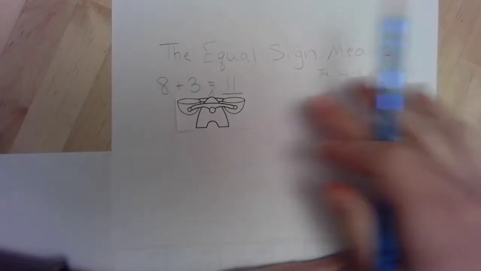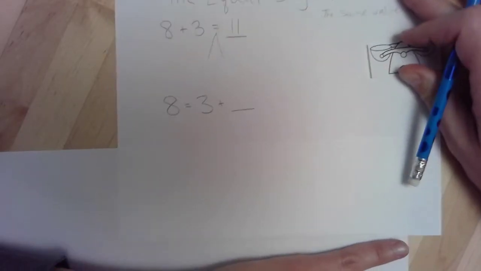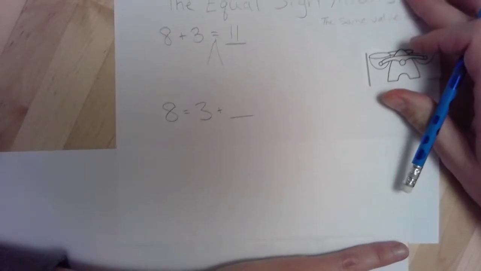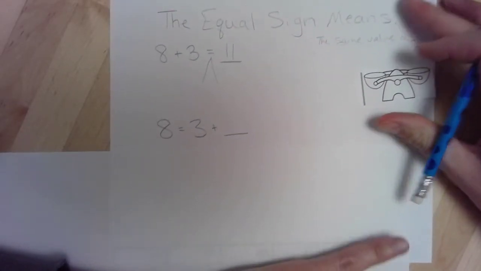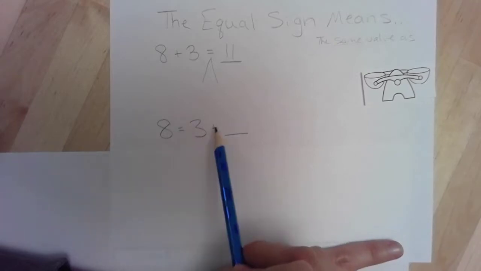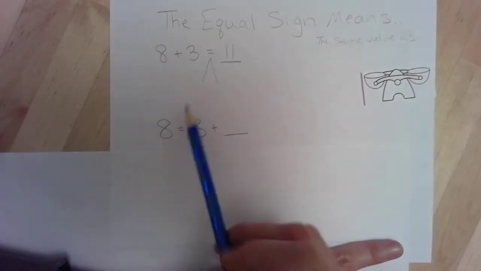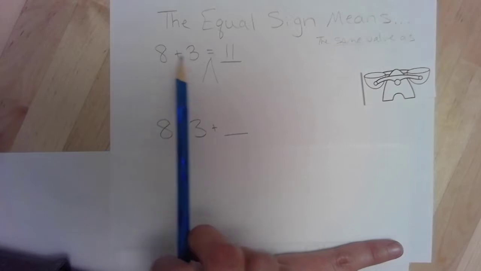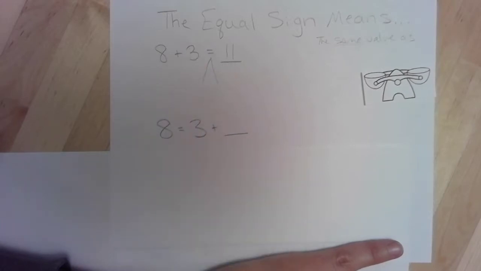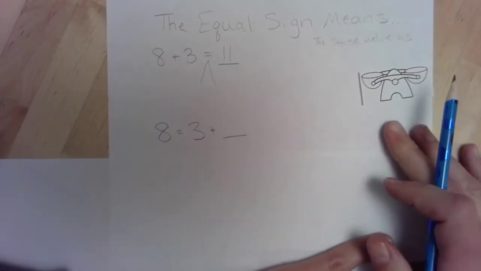Now let's look at another example. This looks very, very similar. However, something is different. The equal sign and the plus have, in a sense, been switched, although the 8 and the 3 and the blank are the same. But our answer is going to be different.